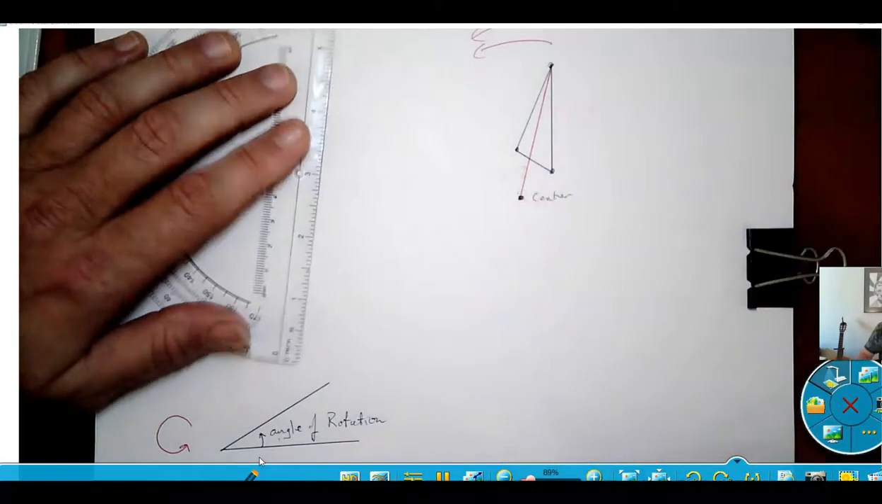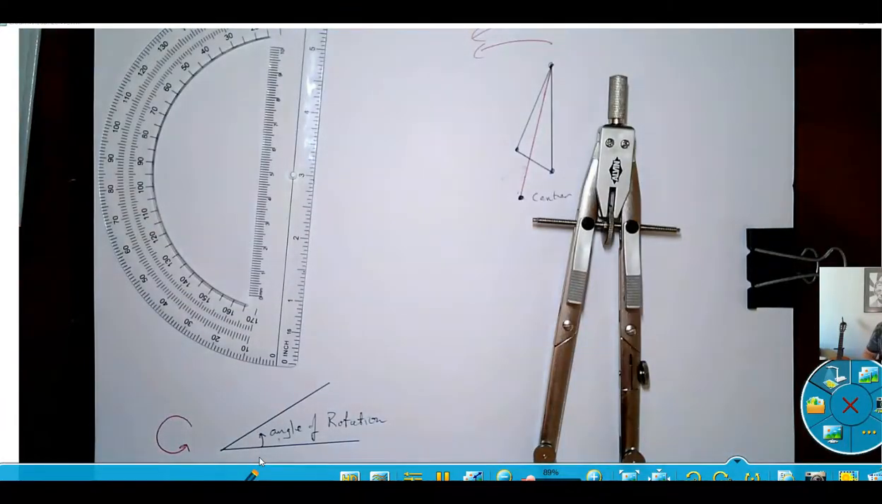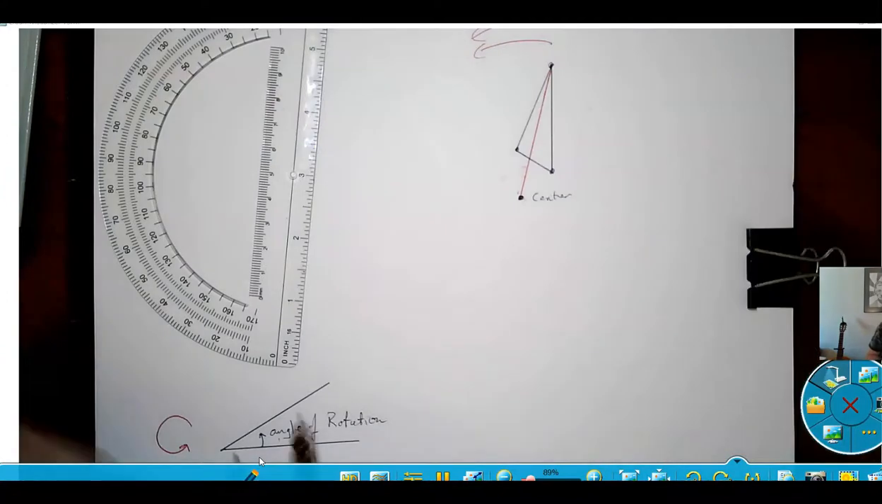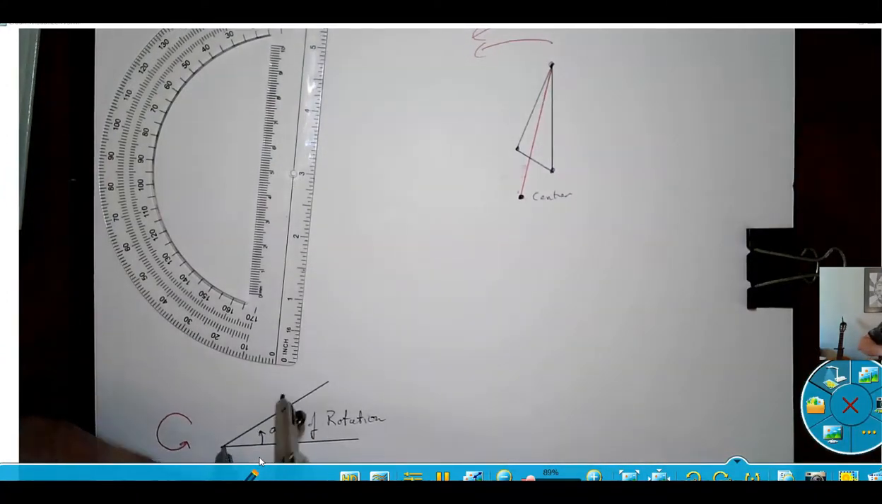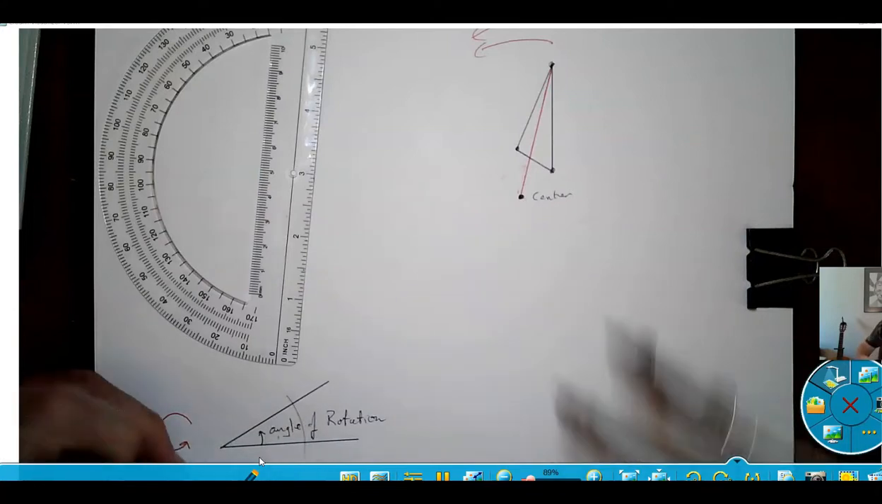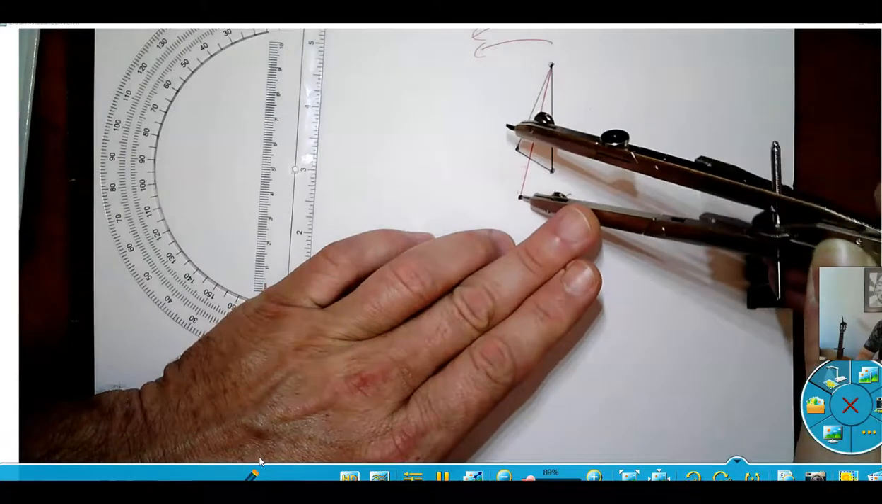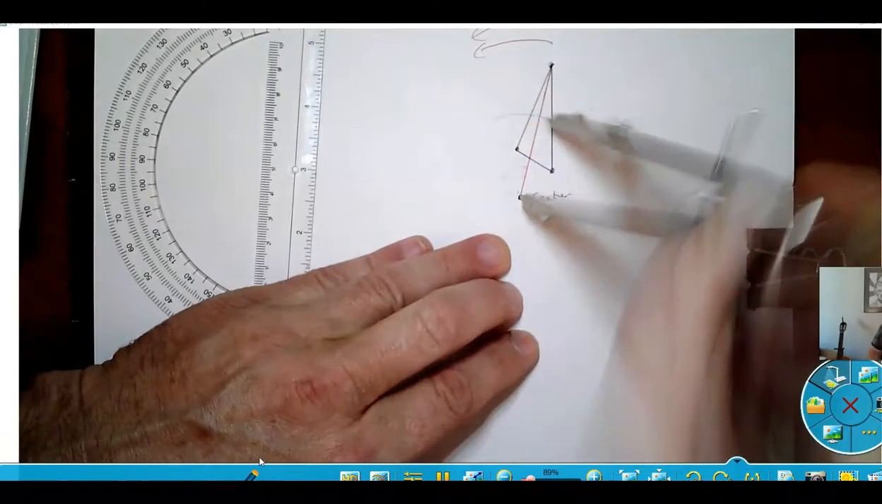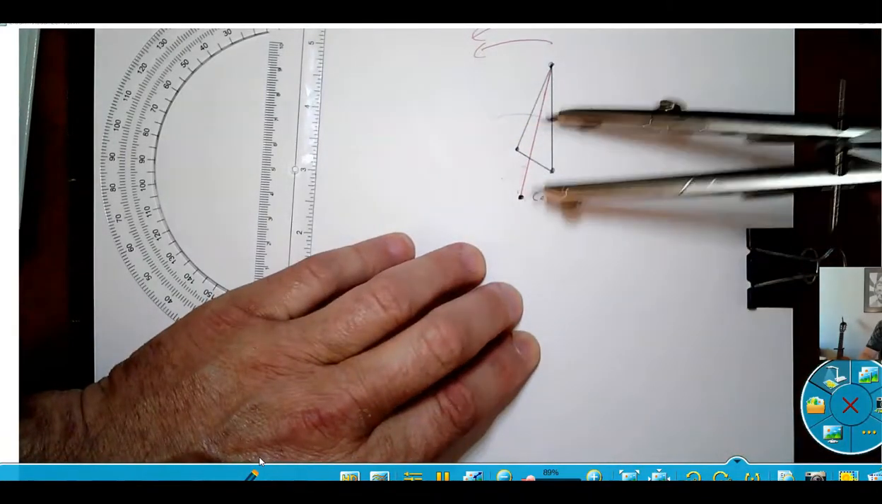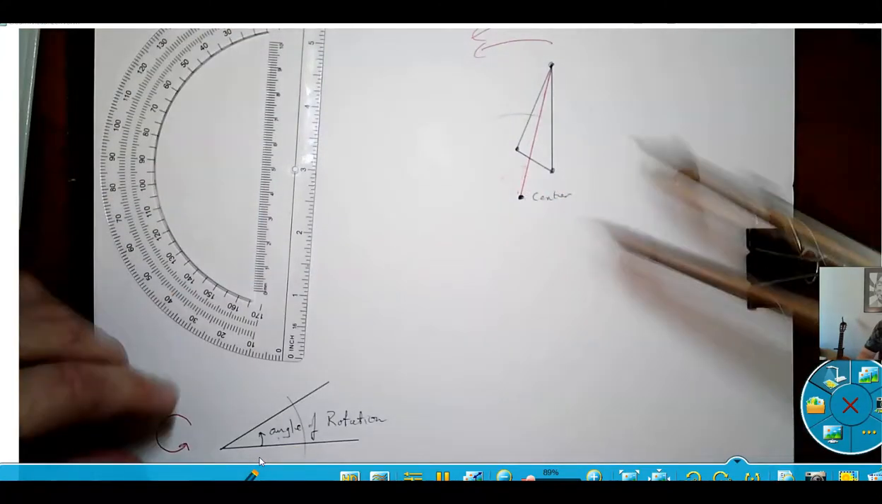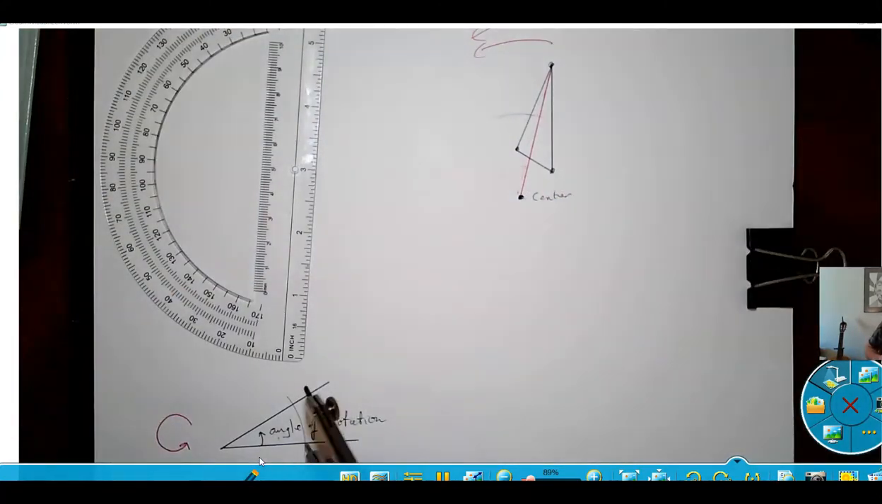So let's copy the angle first. Oh yeah, I need my compass here. So I got my compass. We just need to copy this here angle. So let's do this. Okay, so we'll do that here. Okay, so we got that first mark. And then we just need the second mark.